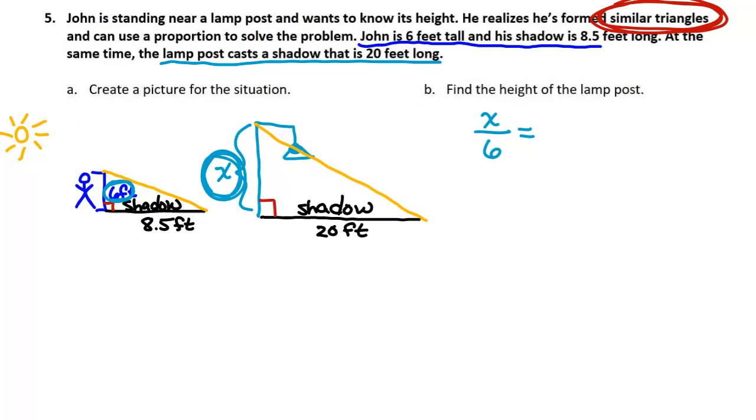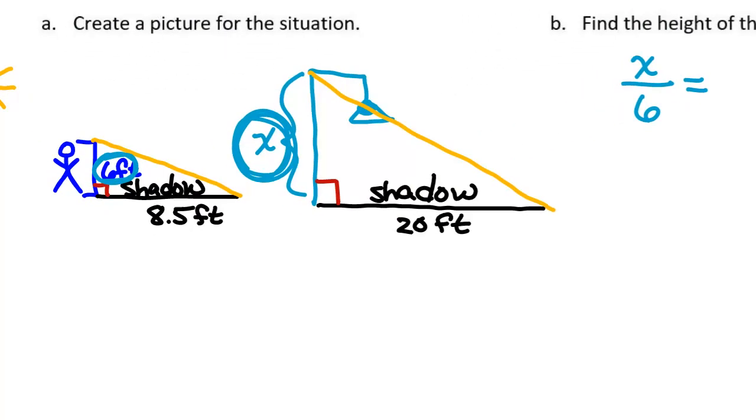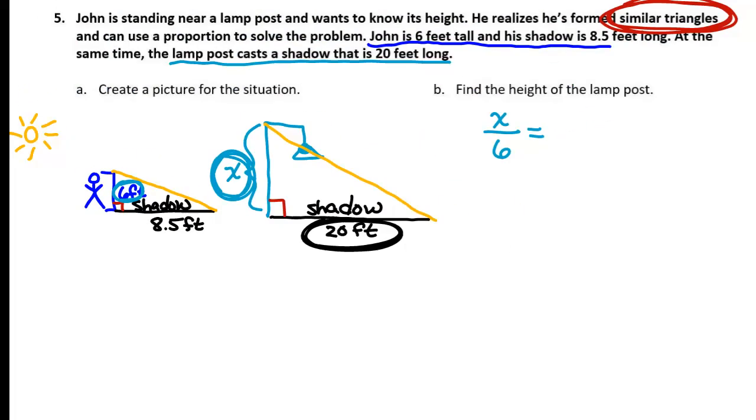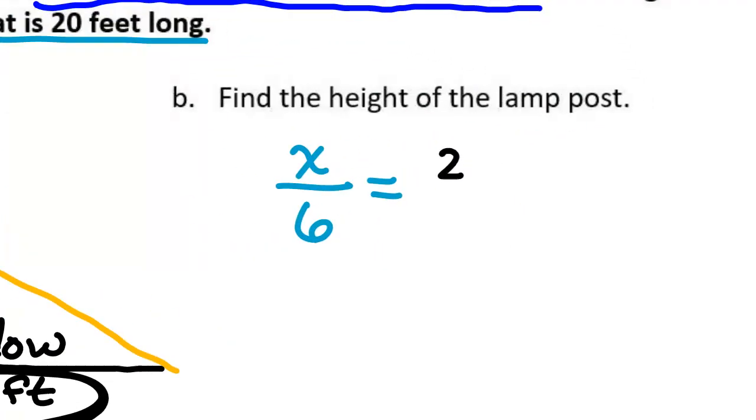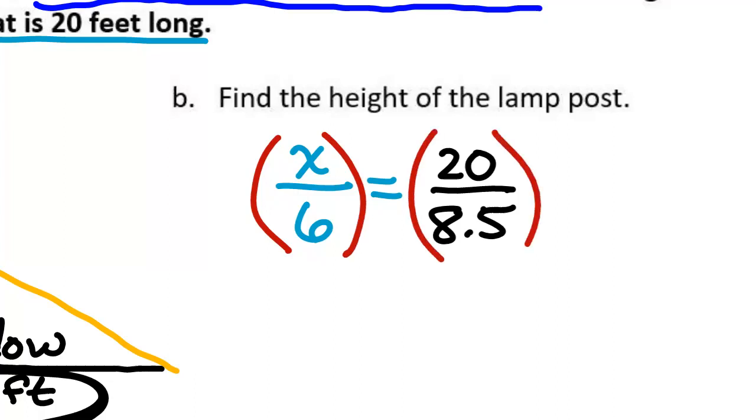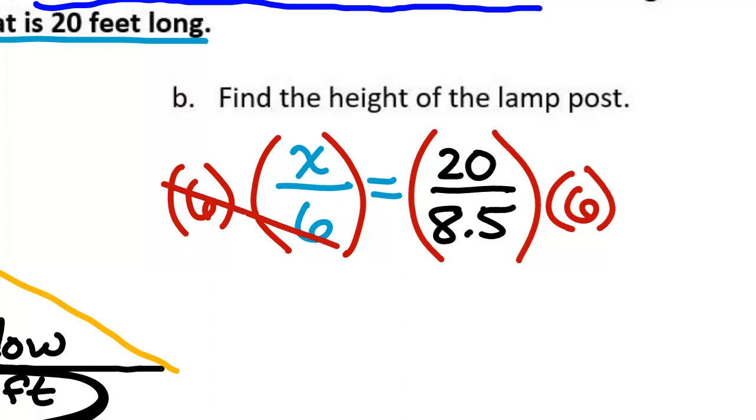equals, if my first fraction is about both of their heights, what should the second fraction be about? The shadows. Their shadows. Which one goes on top, the 8.5 or the 20? The 20. X went in my first numerator, and that's the lamppost height, so the lamppost shadow has to go in my second numerator. So 20 over 8.5. Since I have my X up in the numerator, I'm going to be able to get away with just one multiplication here.